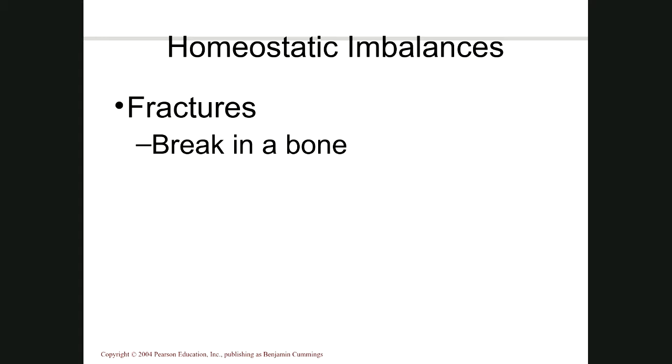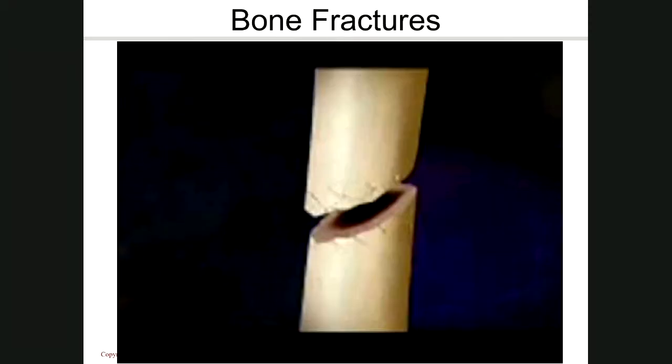So what we're going to do now is look at some things that can go wrong with bones. So we're going to look at homeostatic imbalances. What can go wrong with bones? Well, one of the most obvious things that can go wrong with bones is that bones break. This is called a fracture. So if you look at this, this bone is broken. It's no longer stable. It's unstable. It's no longer supportive. It's no longer protective. We have to fix this. If we don't fix it, things are not going to work the way they're supposed to.